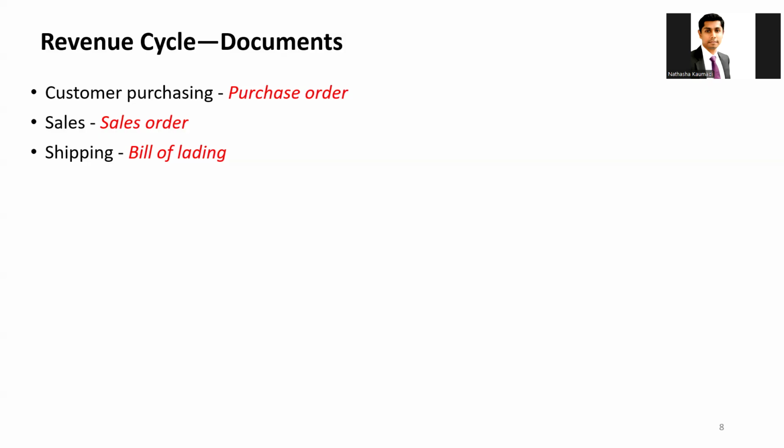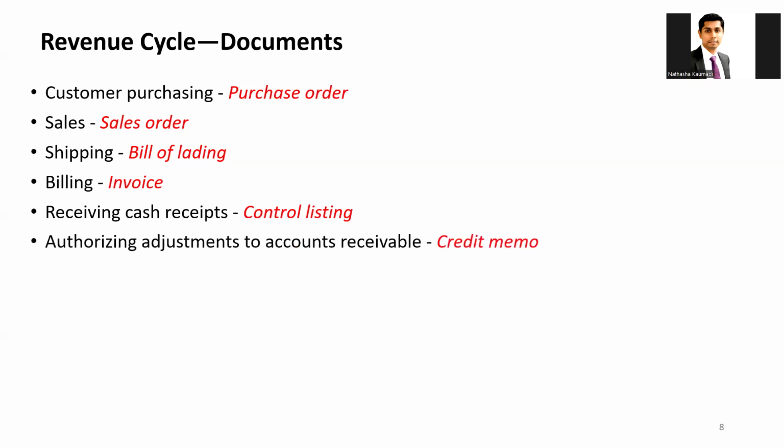And then bill of lading, if we are shipping the goods, that means we are exporting. And then billing, when we are billing, we are preparing the document called invoice. And then control listing to receive cash receipts. And then credit memo when we are authorizing adjustments. Now, for each and every credit, that means for each and every debtor, the organization is deciding the credit limit.